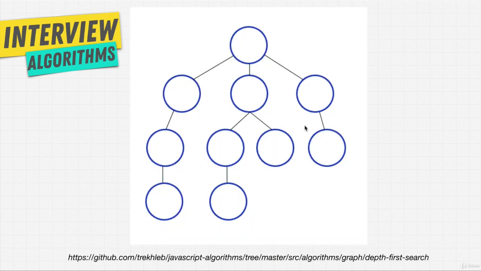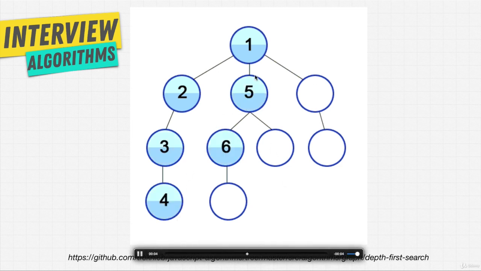Depth first search looks something like this. Once again, we go all the way down, come back up, all the way down, come back up, all the way down, come back up, all the way down. As you can see, going deep first, then keep going to the right.